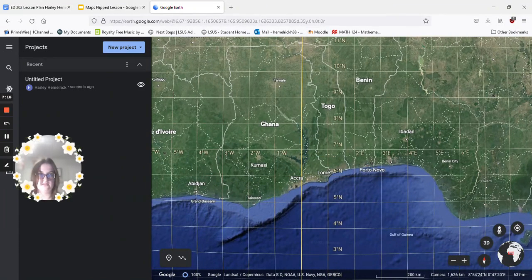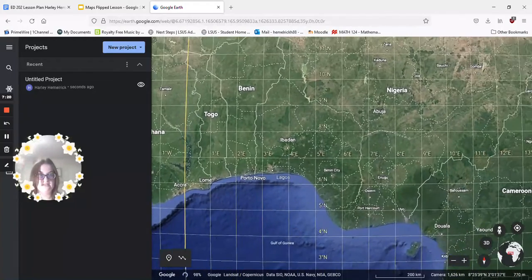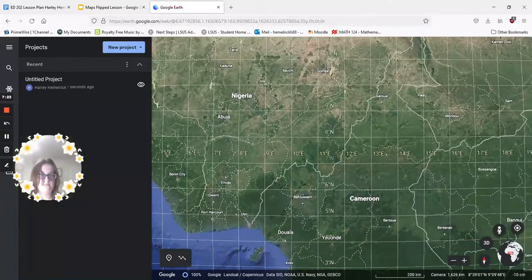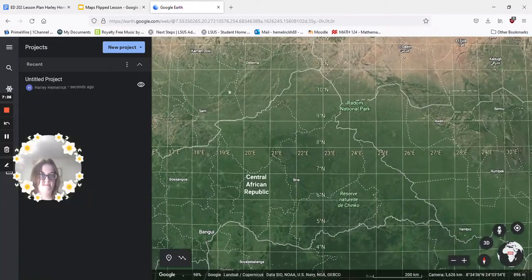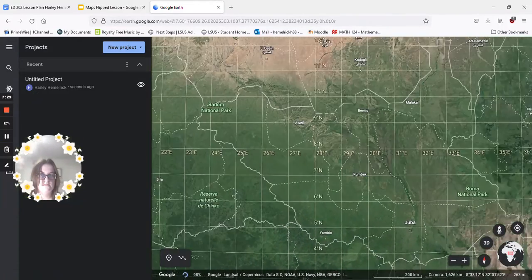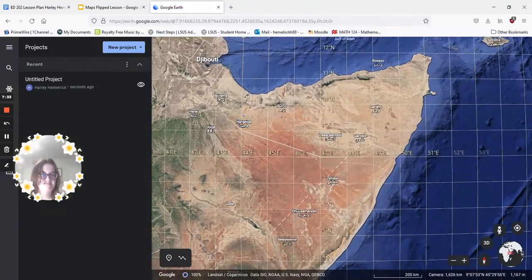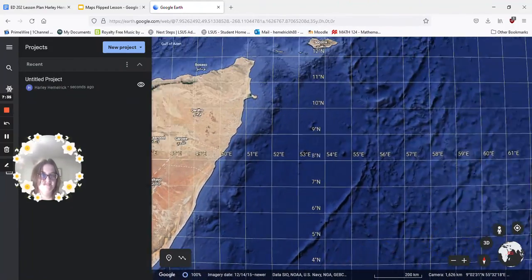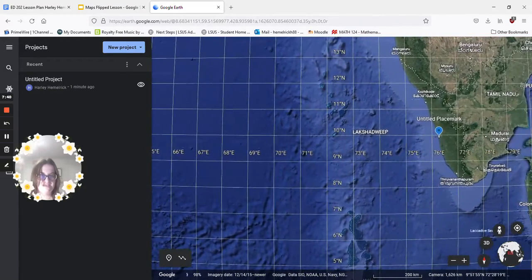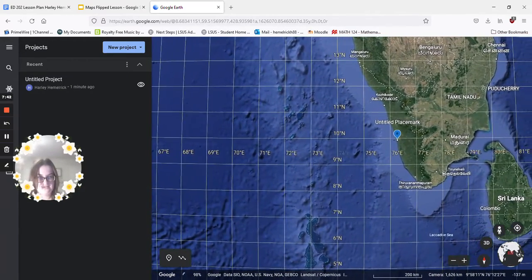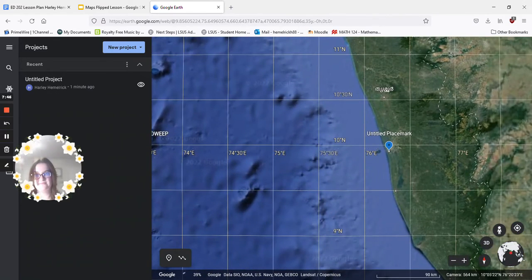Scoot in a little bit, let it load. There we go. And then we're going to move 76 degrees east. Going this way. God, this takes way too long. Gotta cross the ocean. And there we are. 76 degrees east. And now we have arrived at Kochi, India.